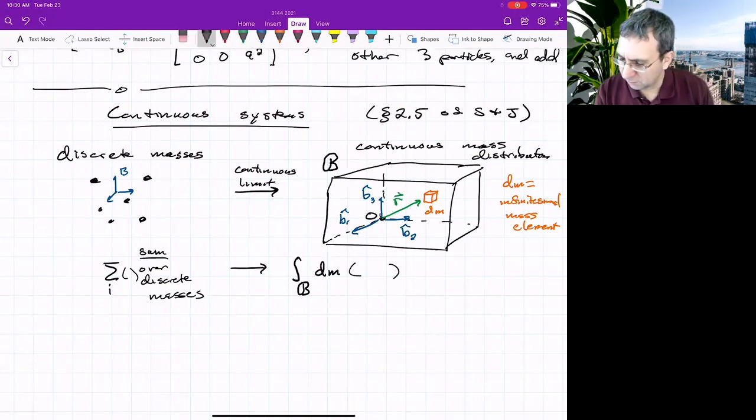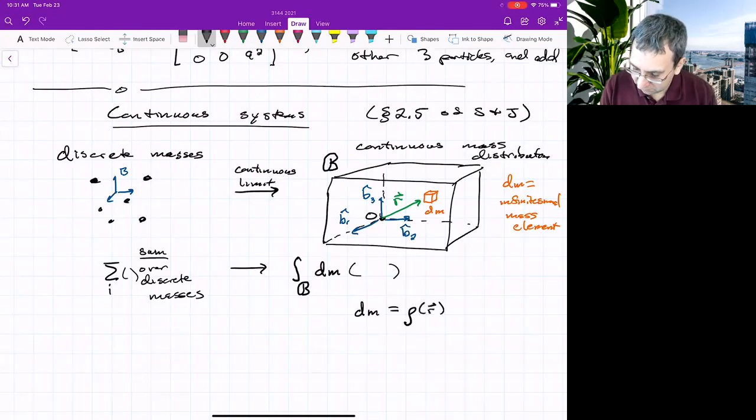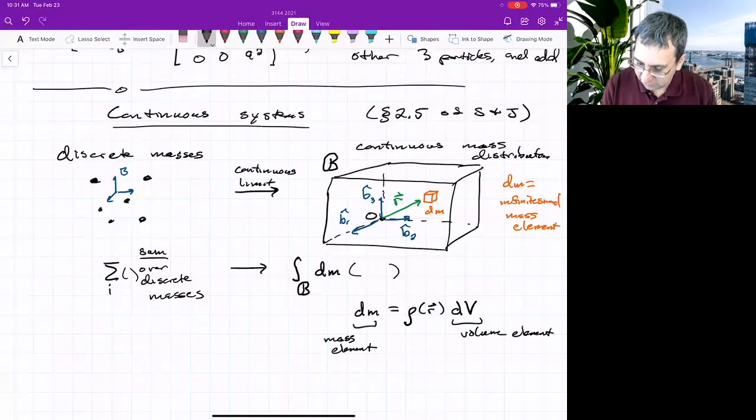The book seems to deal with mass elements, but often when you're dealing with actual matter, you need to know the mass density. So an infinitesimal mass element is going to equal the density, and I'll write rho, it's a scalar rho, at that point, times a volume element. So this is the mass element. This is a volume element. And this is the mass density of the element. Right, so that gives mass per unit volume.